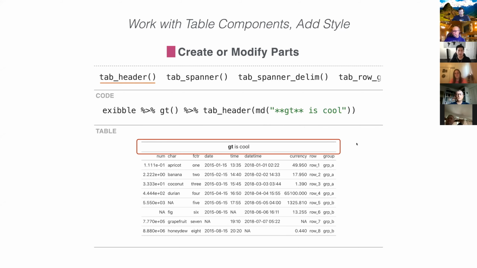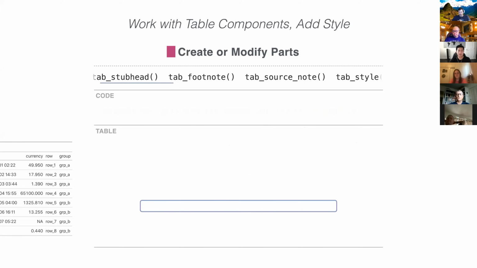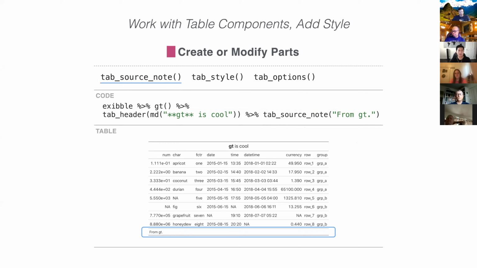So that's pretty cool. Here's another one, tab_source_note. This creates a source note. Again, you could use Markdown if you want, but we're not using it here. We're just saying from GT, and it appears down there.